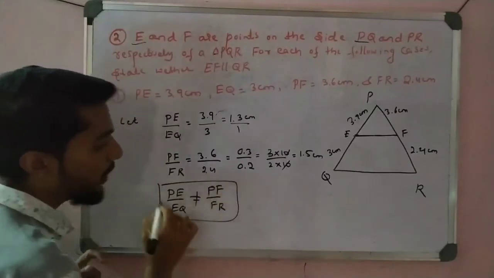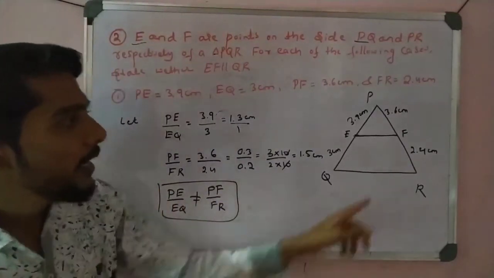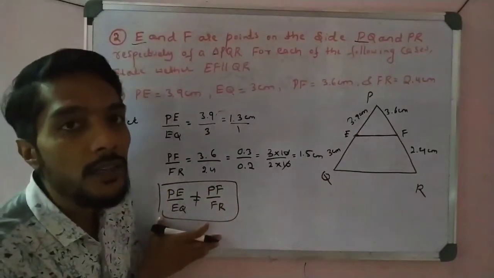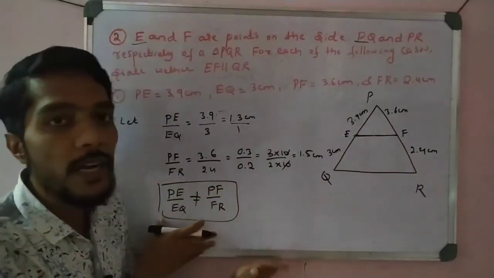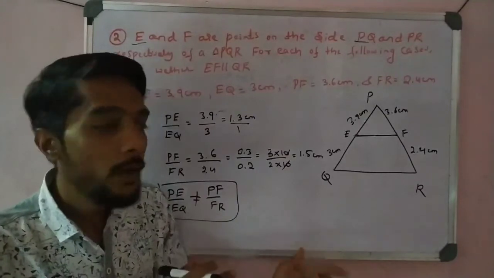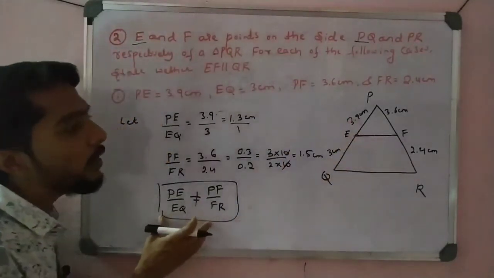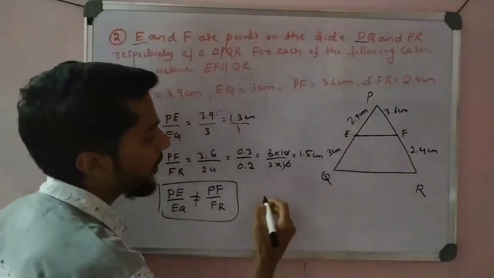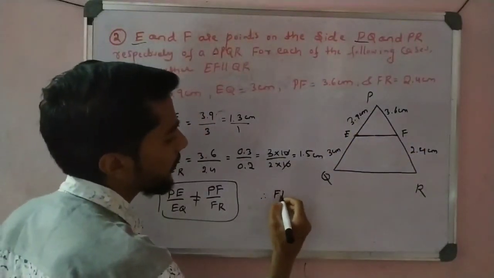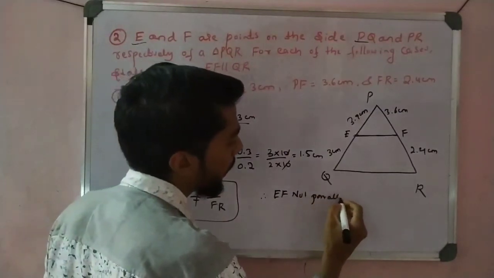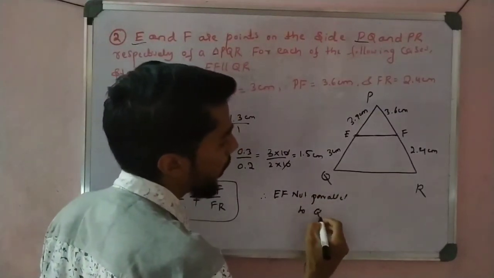So this does not satisfy the BPT theorem. BPT says that if the lines are parallel, then the ratios must be equal, but they are not equal. So what does it mean? It does not mean that BPT is wrong. BPT is correct when there is a parallel. Here the ratios are not equal, which means the lines are not parallel. Therefore EF is not parallel to QR.